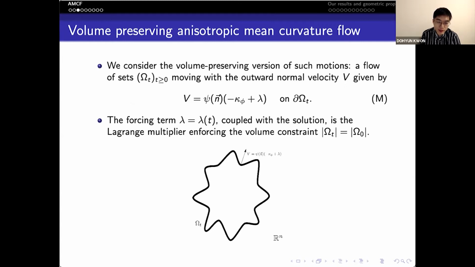So we consider the volume preserving version of such motions. Here you see that we have an additional term lambda, which can be considered as a Lagrange multiplier. And this Lagrange multiplier enforces the volume constraint: the volume of omega t is equal to the volume of omega 0. You can see one brief example of this motion. We have in R^n a set omega t, and on the boundary of omega t, this set moves with normal velocity v, which is given by the equation above.